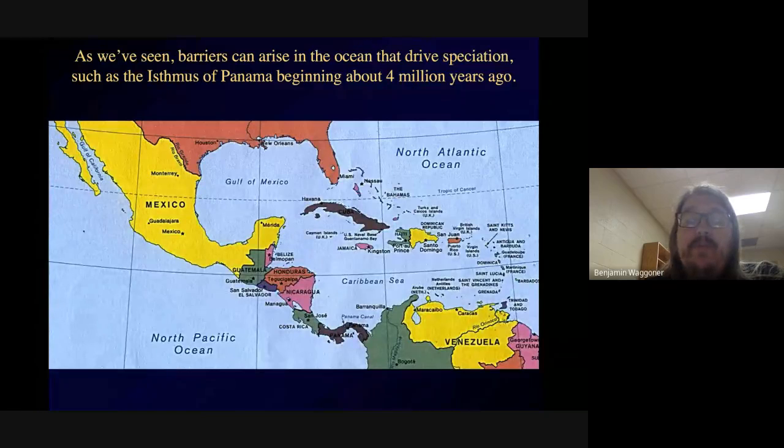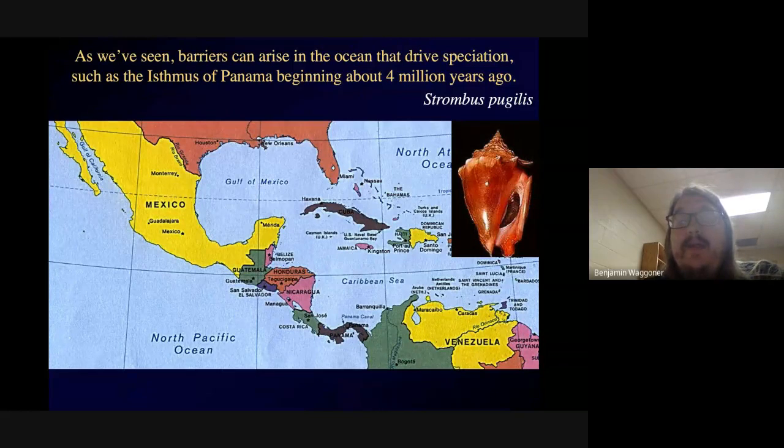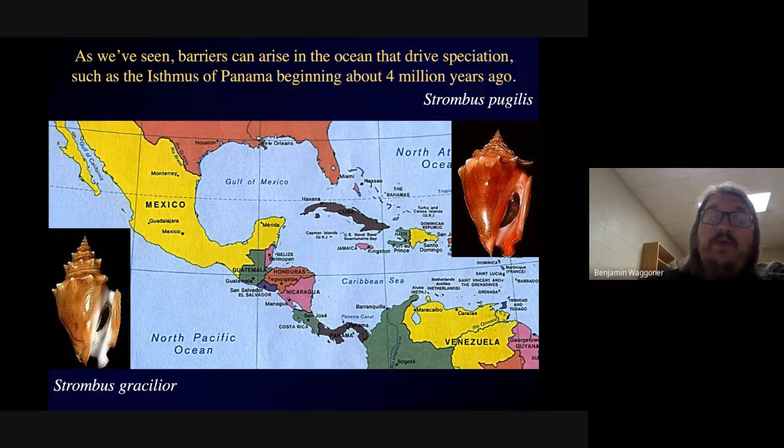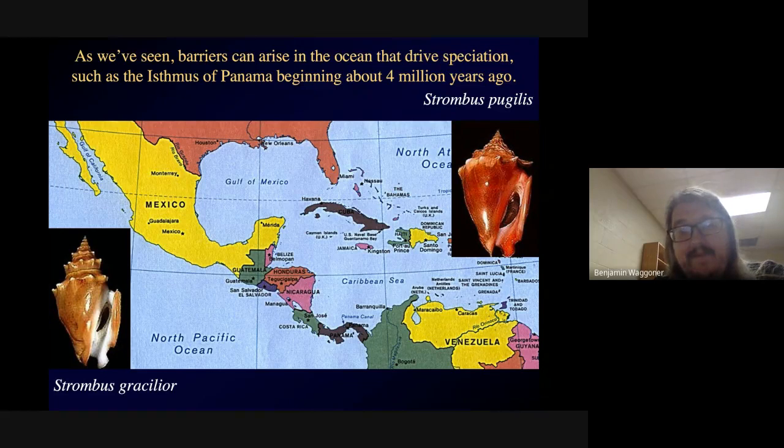In the oceans, you end up with what used to be one species getting split into two, one of which ends up in the Caribbean, like Strombus pugilis to the right, and one of which ends up on the Pacific side, like Strombus gracilior to the left. And we use that as an example of allopatric speciation. You can go back and read up on that if you're not clear.